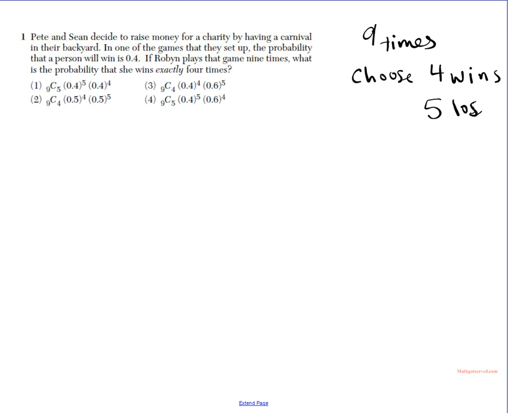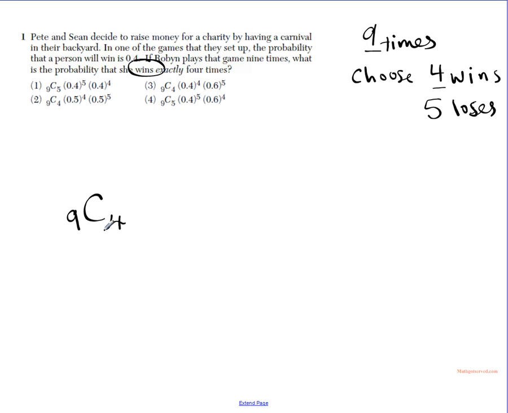Since we're just choosing, there's no order involved, it's going to be a combination situation. So we're going to be choosing 4 out of 9. The way you write it is the bigger number comes first, 9, and since we're choosing wins, we're going to have C4. So this is the number of ways you can choose 4 out of 9.